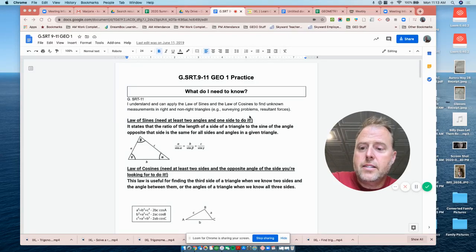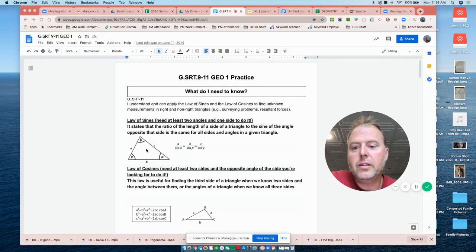The law of sines is what we are doing here. The law of sines states that a side length divided by the sine of the angle opposite that side is equal to another side length divided by the sine of the angle opposite that side, which is equal to the other side length divided by the sine of the angle opposite. So the easy way to remember it: A over the sine of alpha is equal to B over the sine of beta is equal to C over the sine of the angle opposite it.